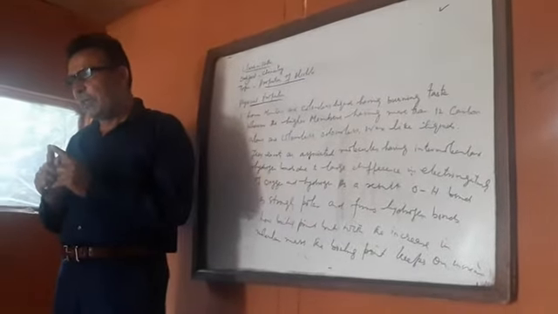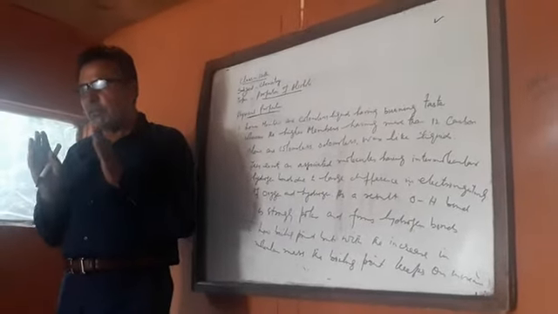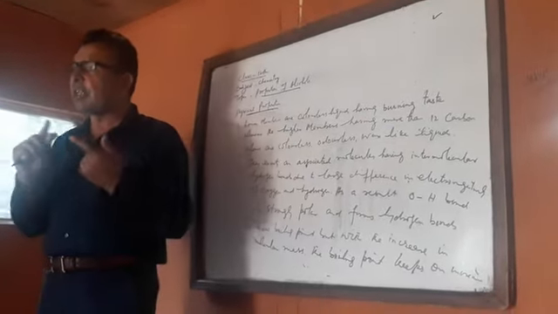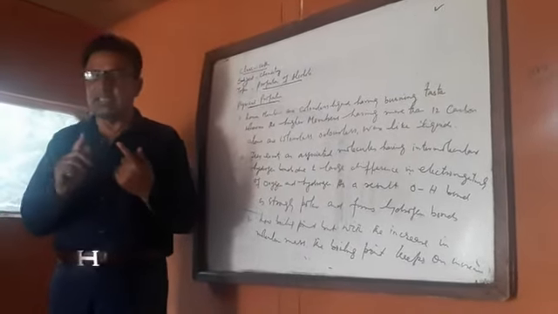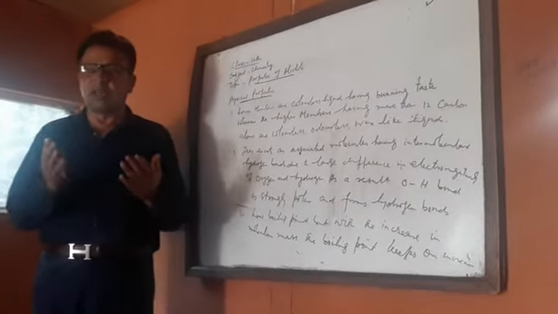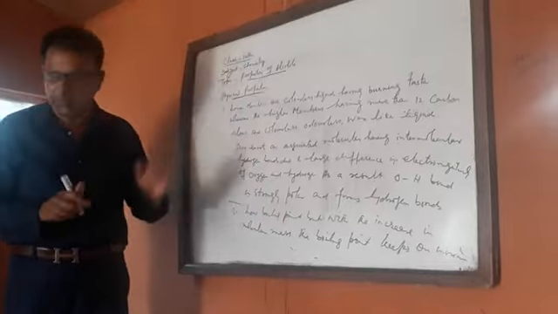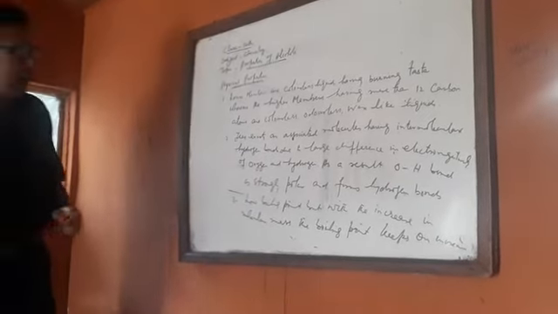So, what is the third property? They have low boiling points, but with the increase in the molecular mass, the boiling point goes on increasing. These are the physical properties of the alcohols.